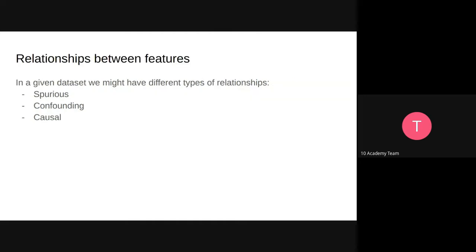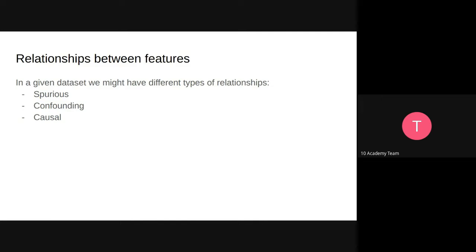So, relationships between features. We can have different relationships between features. The first one is spurious relation. In spurious types of relationships, the features aren't related at all, but for some reason, they might have the same type of structure and the same type of pattern throughout the data set.